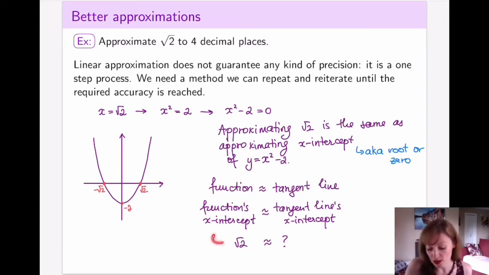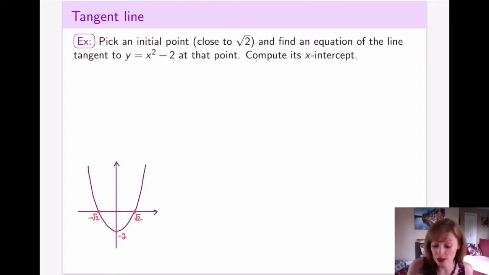So my function's x-intercept is square root of 2. Now all I have to do is come up with a tangent line whose x-intercept will be an approximation for square root of 2. We know how to construct tangent lines, and we should be able to find an x-intercept of a line. So this is going to be our next task. We're going to pick an initial point, a point at which to construct a tangent line, somewhere close to square root of 2, find an equation of the tangent line at that point, and then find its x-intercept.